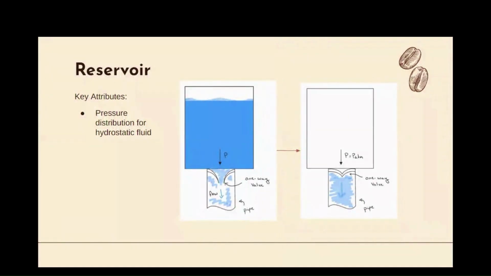Now, because the pressure difference between the top and the bottom of the reservoir is on the order of about 1,000 pascals, the valve needs to be carefully designed such that it remains closed for normal atmospheric pressure, but opens when fluid fills the reservoir, causing the pressure at the bottom to increase.